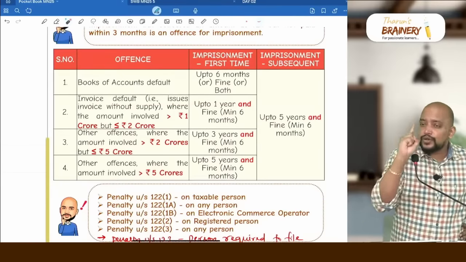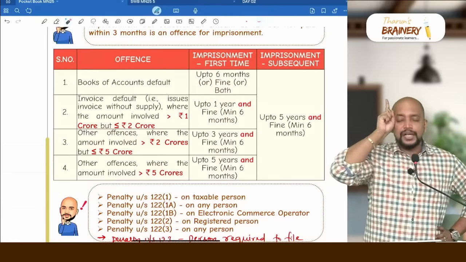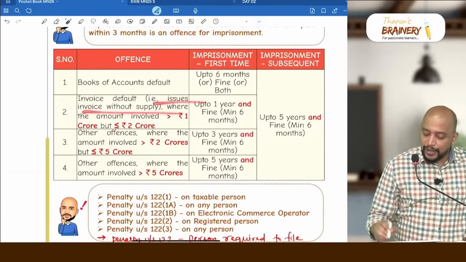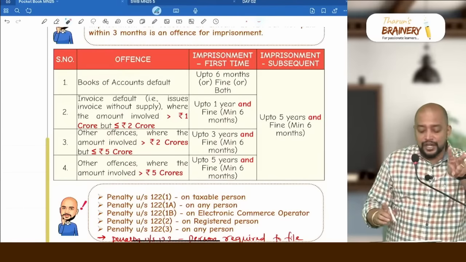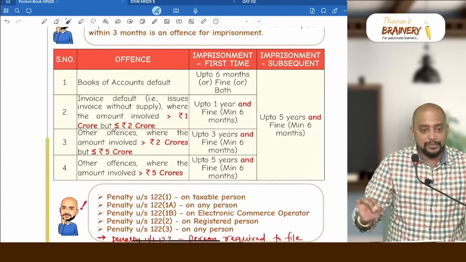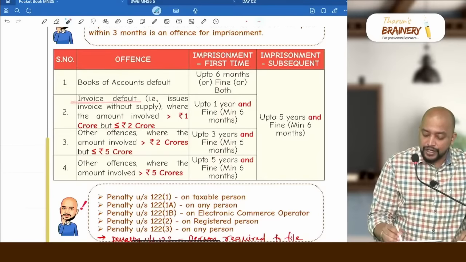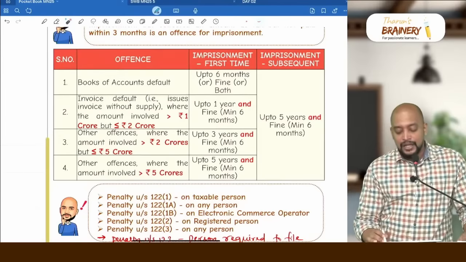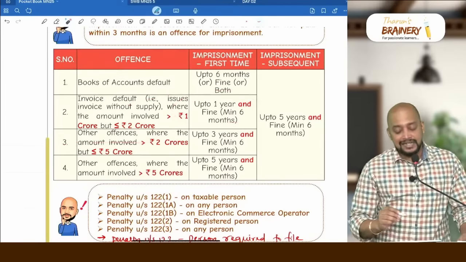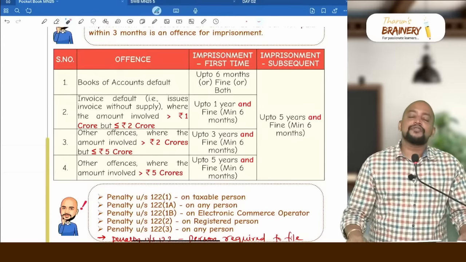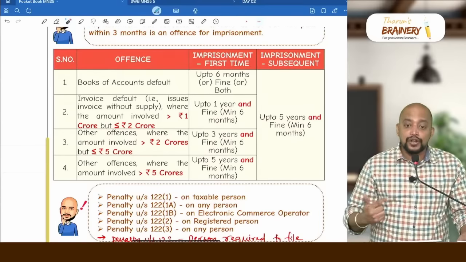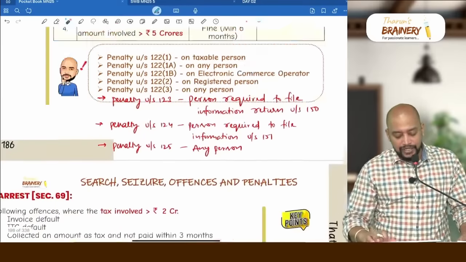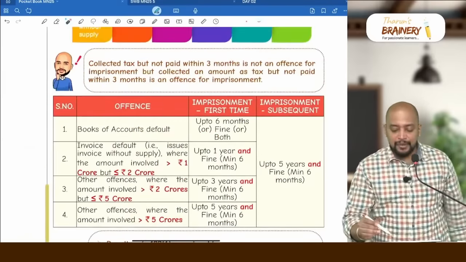Then next, that 1 crore point is there, na? That 1 crore point is applicable only in case of invoice without supply. Only invoice without supply. What if supply without invoice? No, this 1 year point is not applicable. So where invoice is issued without supply and the amount involved is greater than 1 crore, then only up to 1 year. For all other offences, it will be more than 2 crores. So for supply without invoice, it should be more than 2 crores, then only it will come. If it is greater than 1 crore, it will not come.